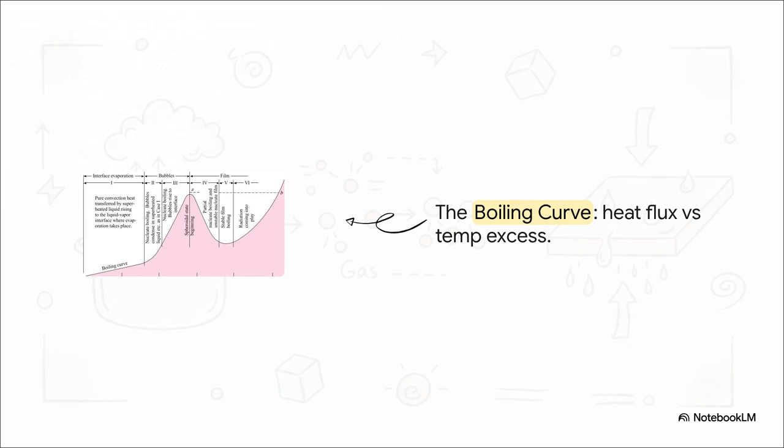This curve maps out a shocking escalation of thermal chaos. Plotting heat flux against temperature excess, notice how we start way over on the left with gentle free convection. Then it rises into nucleate boiling, hits this extremely dangerous peak, plummets down into a highly unstable transition region before finally leveling out into stable film boiling, where thermal radiation actually comes into play.